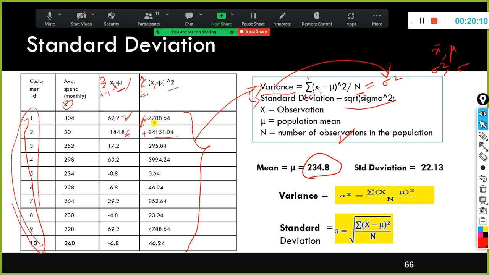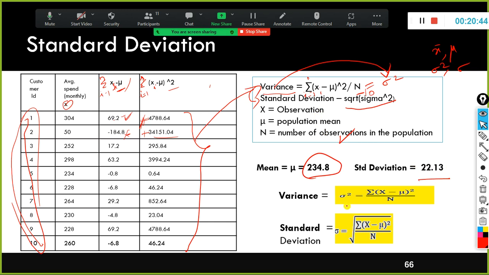To get your variance, you need to add all these values, and then divide this by the total number of samples or number of observations. So what is n here? 10. And x minus mu whole squared, if you add all these values, you will get something. I did not note it down here. So let's say you are getting some value, and if you divide this by 10, you will get the variance, sigma squared. And if you take the square root of the variance, you will get the standard deviation. So in this case, the standard deviation is 22.3.